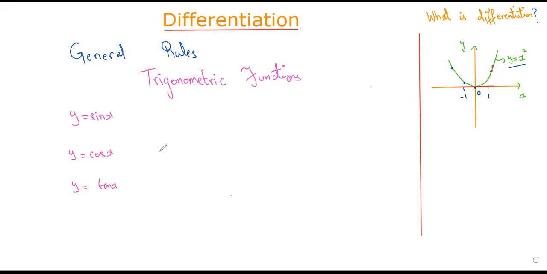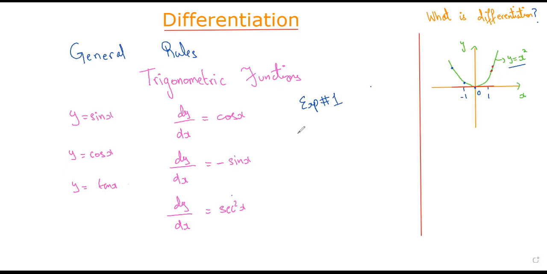In order to differentiate sine of x, it is very simple. dy by dx is cos of x. For cos x, dy by dx is minus sine of x, and then for tan x it is dy by dx equals secant squared x. Okay, this is how we differentiate a simple function. Let's talk about an example and then things would get clear.